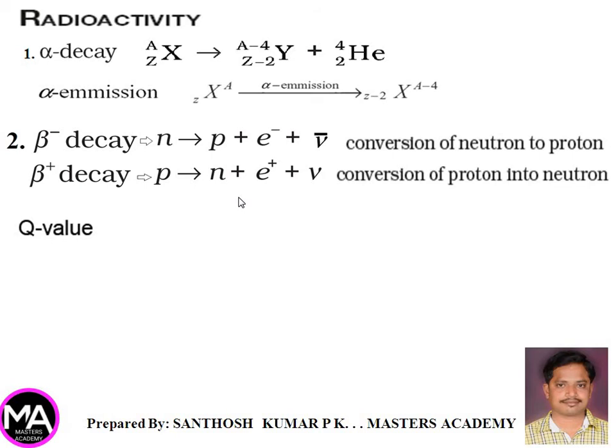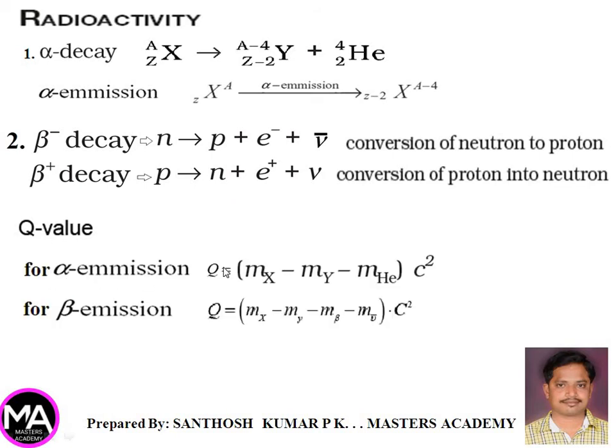The Q value of a nuclear reaction. For alpha emission, the Q value is (mx minus my minus mHe) into c square. For beta emission, the Q value is (mx minus my minus m beta) into c square.